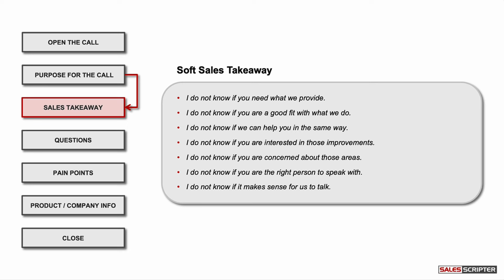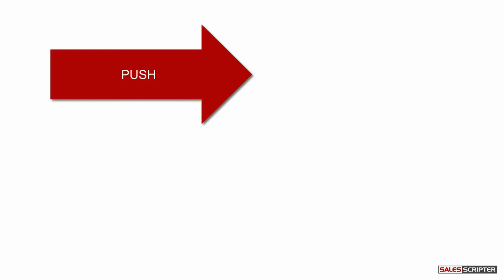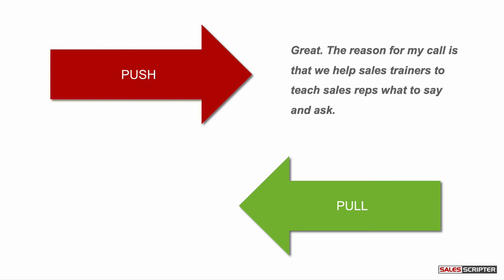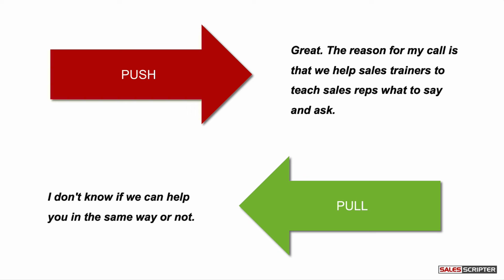So of course you just say one of those right after you share the purpose for the call, and this can be extremely powerful and help you to decrease the prospect's guardedness and establish your calls because it creates what we refer to as a push-pull effect. The push is basically you sharing your purpose for the call. For example, might be your value proposition. Great, the reason for my call is we help sales trainers to teach their reps what to say and ask, but I don't know if we can help you in the same way or not, and that's the sales takeaway, which is a pull. And like I said, this can be a really powerful thing that can decrease the prospect's guardedness by making them feel like you're not trying to push something on them.